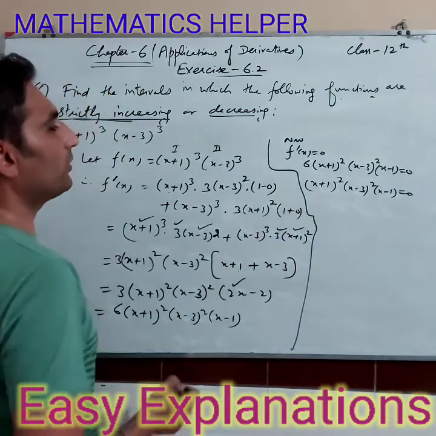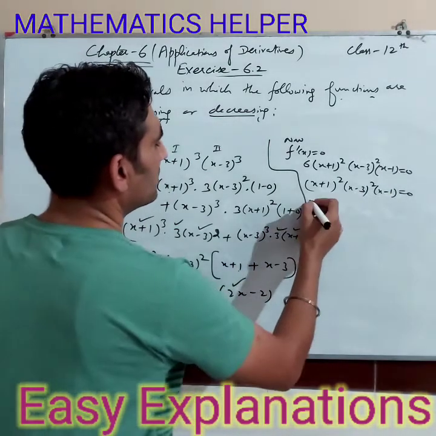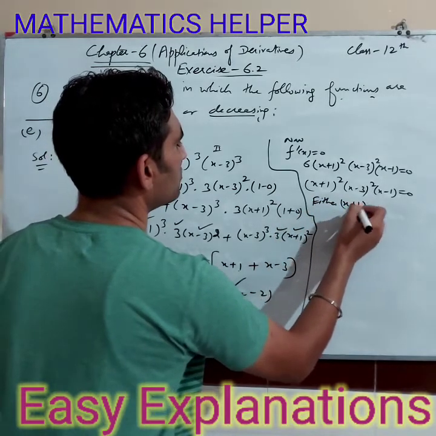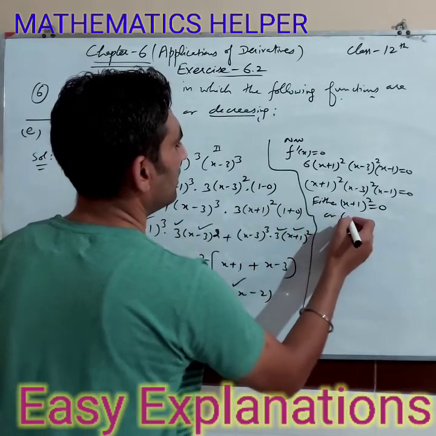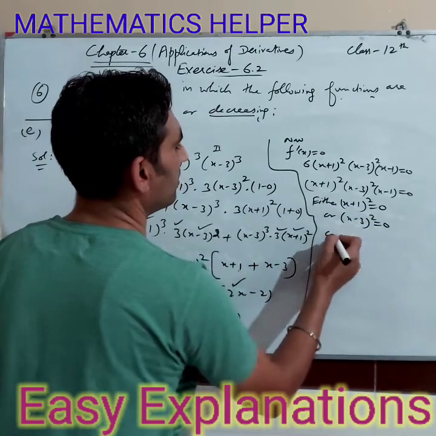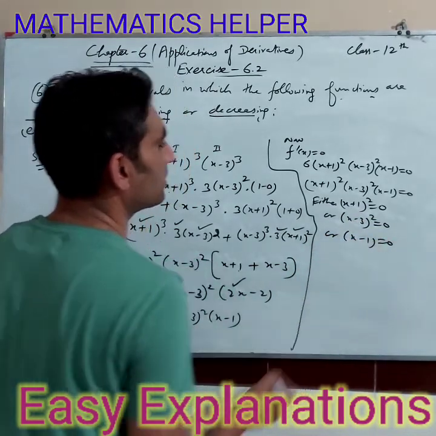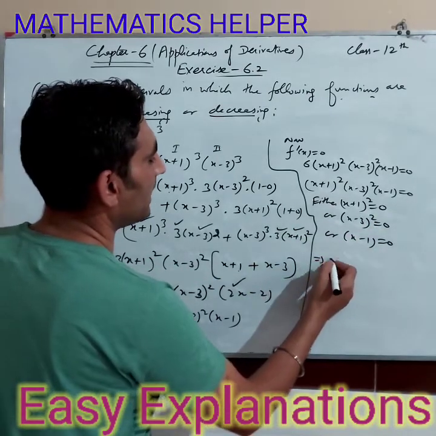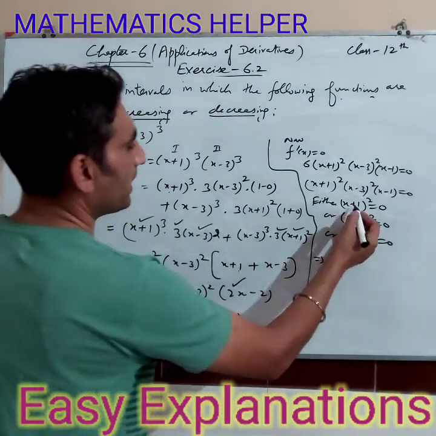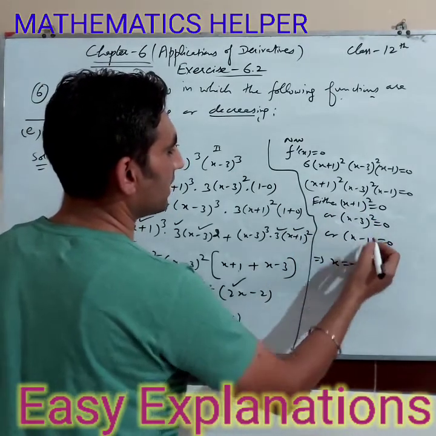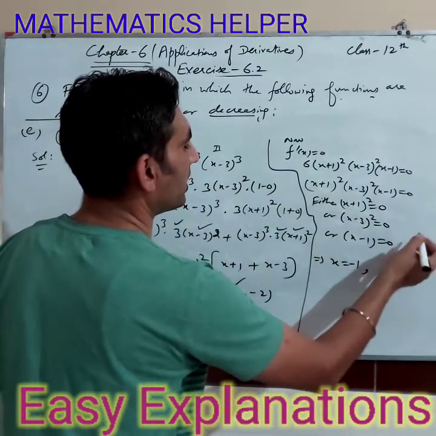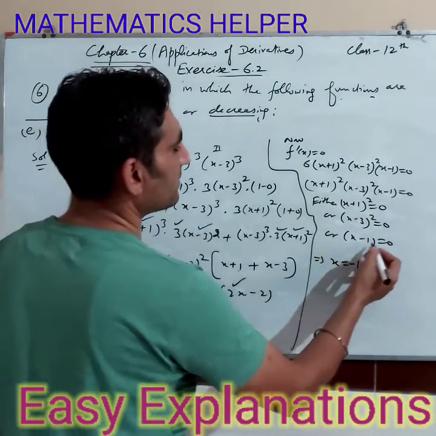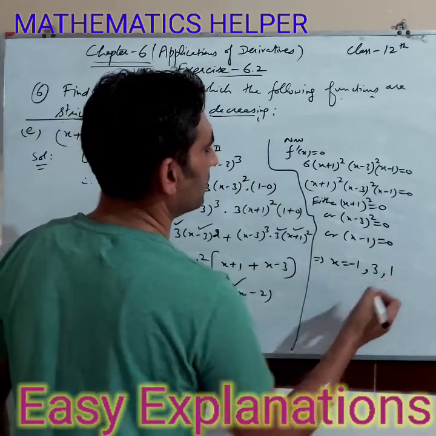So one by one, when you put all these equal to 0, you can write either (x plus 1) raised to power 2 equal to 0, or (x minus 3) square equal to 0, or x minus 1 equal to 0. The square will be eliminated and you will have only x plus 1. You will have 3 values of x. From here it will be x equal to minus 1. The square is eliminated when you take the square root of 0, and you will have only the value 3. And when you write x minus 1 equal to 0, it will give x equal to 1.